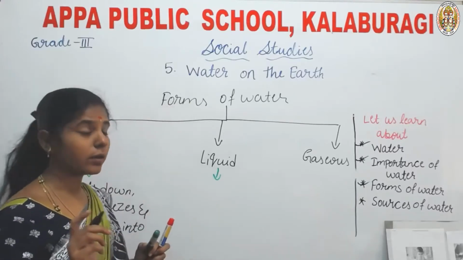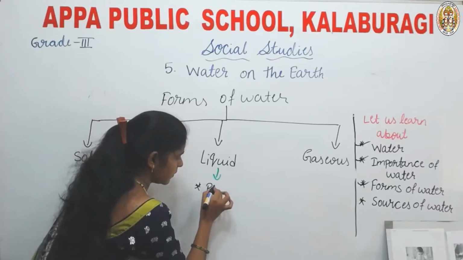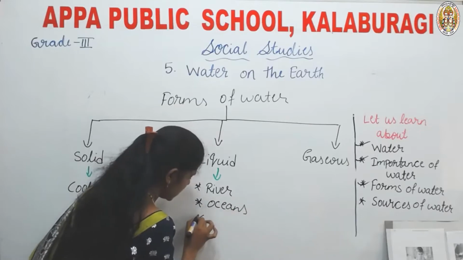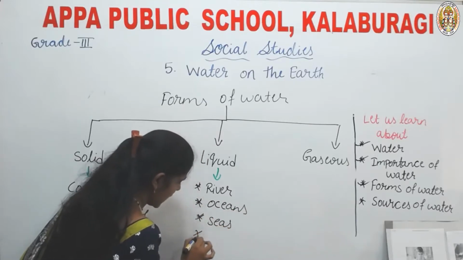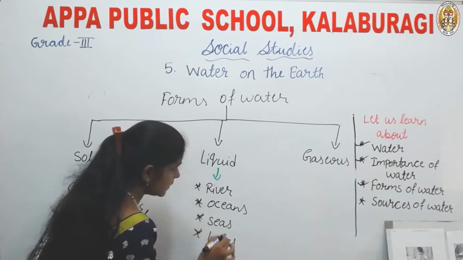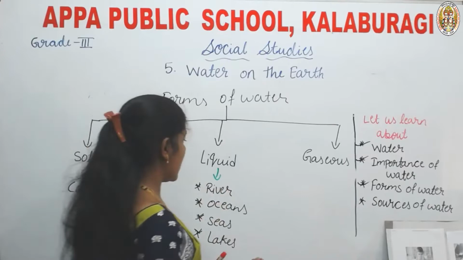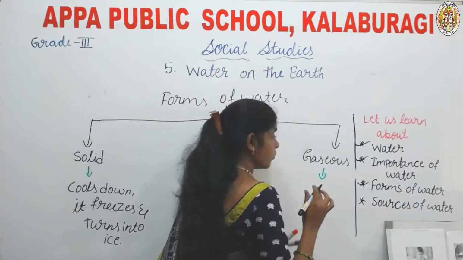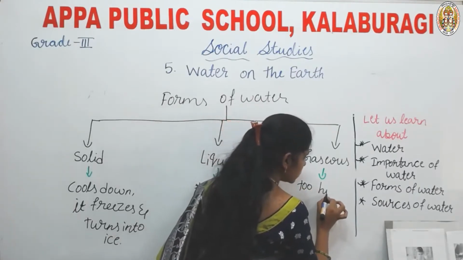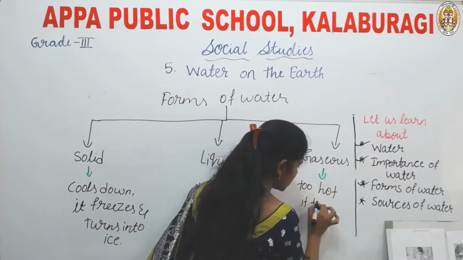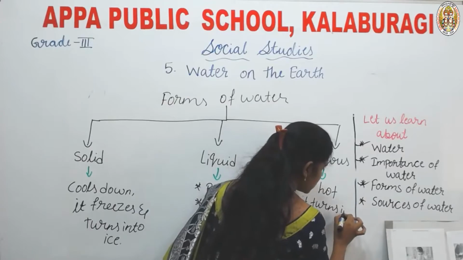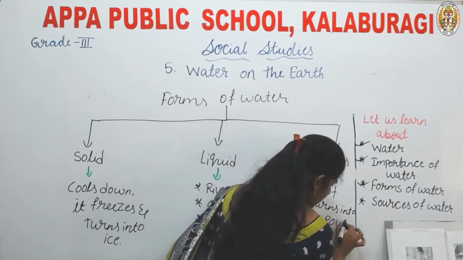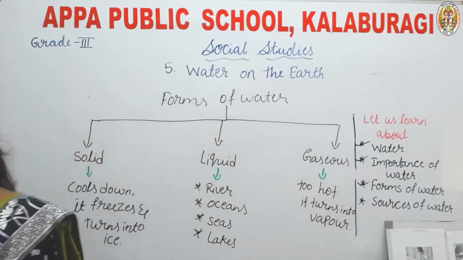We get water from where? Rivers, oceans, seas, and lakes. These are the liquid form of water. And what is the gaseous form? When water becomes too hot, it turns into vapor. I will show this.